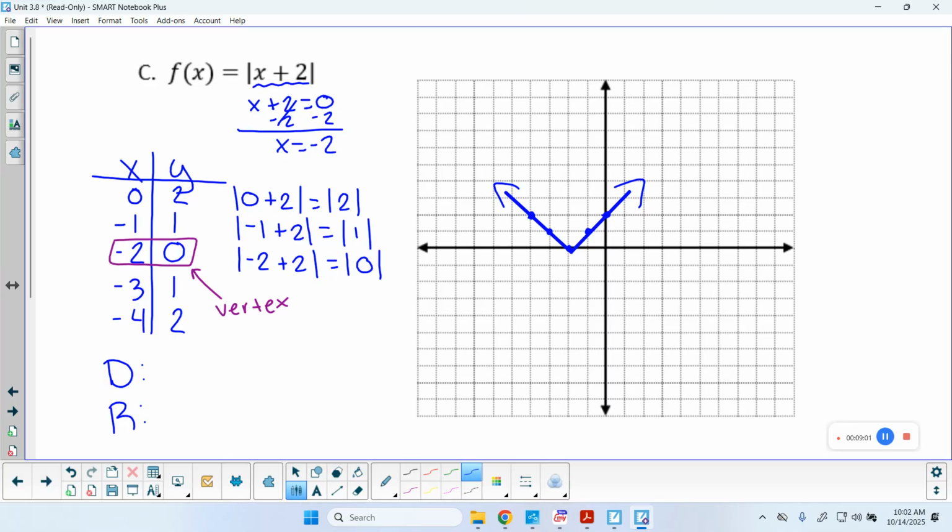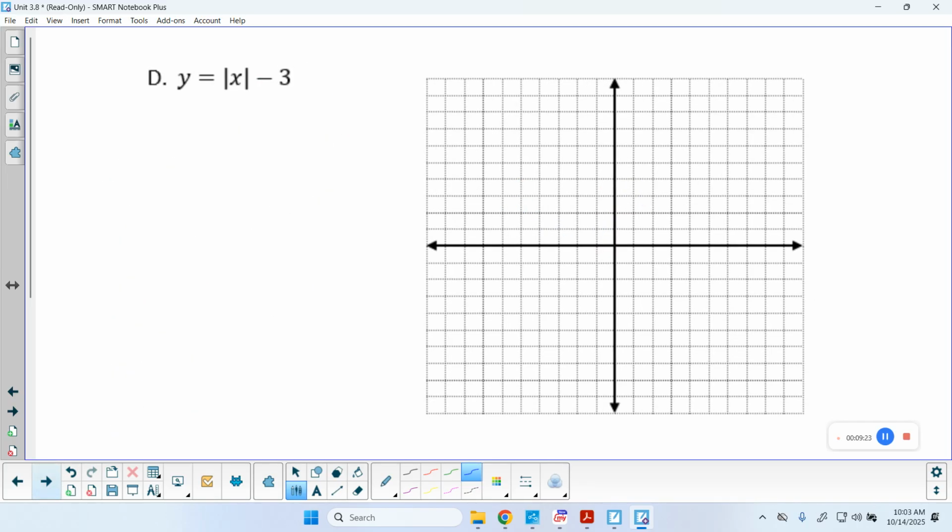Again, domain, we should always get correct. That's going to be all real numbers. For the range, our graph is opening up, so we are using all the positive y values. So it has to be y is greater than or equal to the y of our vertex. Our vertex is -2, 0. The y value is 0.